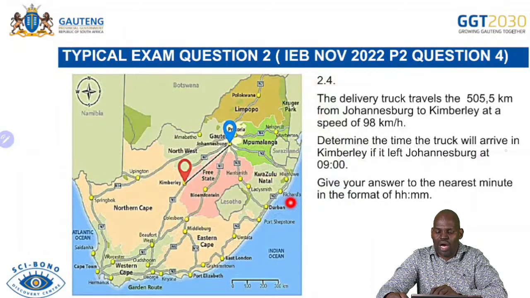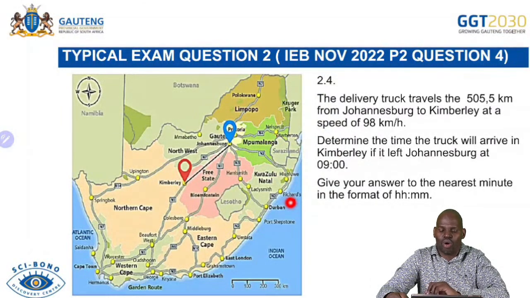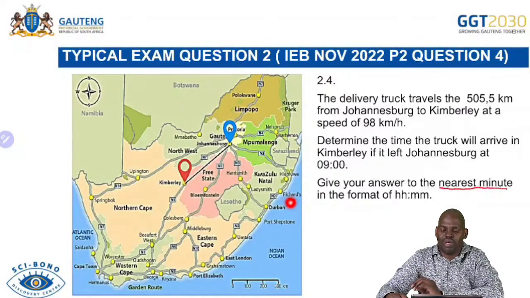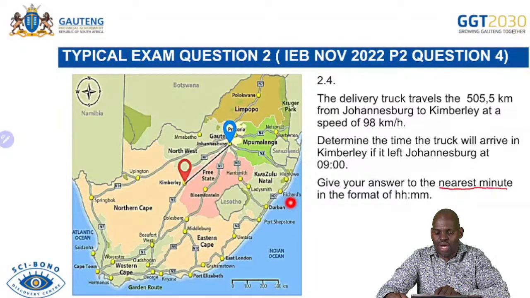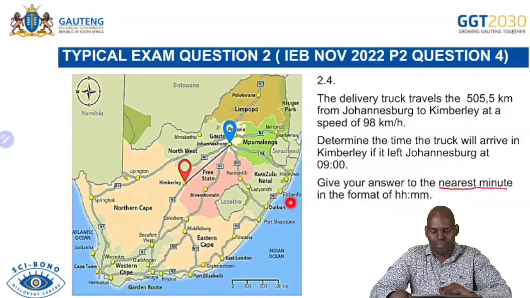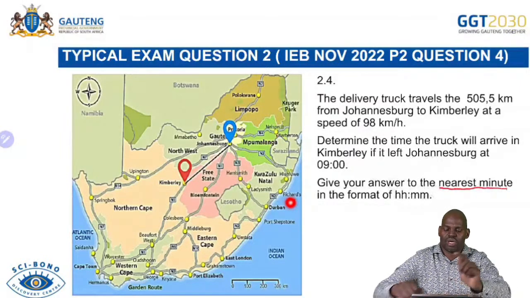Determine the time the truck will arrive in Kimberley if it left Johannesburg at 9 o'clock. Give your answer to the nearest minute. It means the minutes must be rounded off in the format of HHMM. So the time must be in hours and minutes. So you must indicate the time in hours and also in minutes.